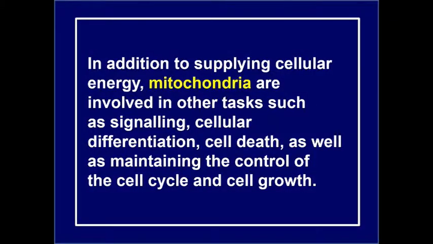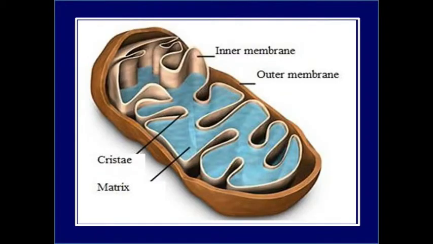So in addition to supplying cellular energy, mitochondria are involved in such tasks as cell signaling, differentiation, and cell death, you know, apoptosis. So what we've got is different mitochondrial compartments. When we look in there, it's a little bit like a packaging material. So on the outside here, we've got our outer membrane.